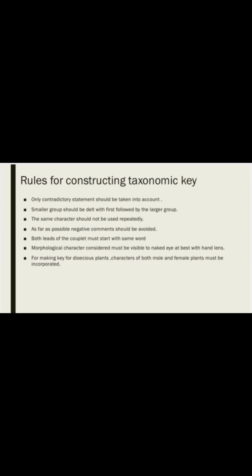Morphological characters considered must be visible to the naked eye, at best with a hand lens. For making a key for dioecious plants, characters of both male and female plants must be incorporated.